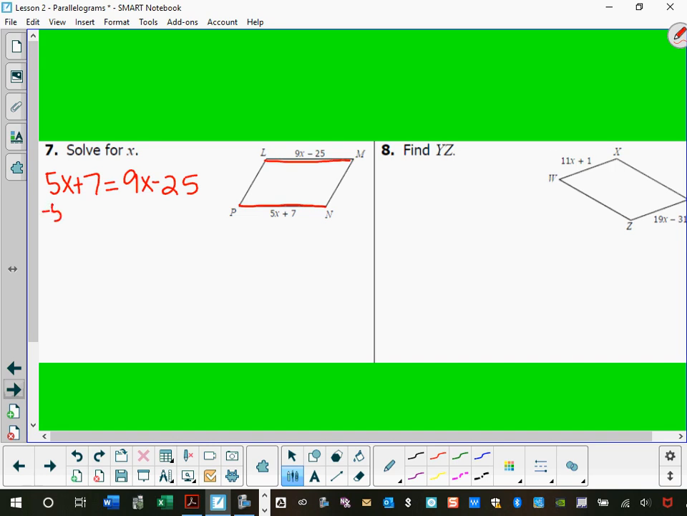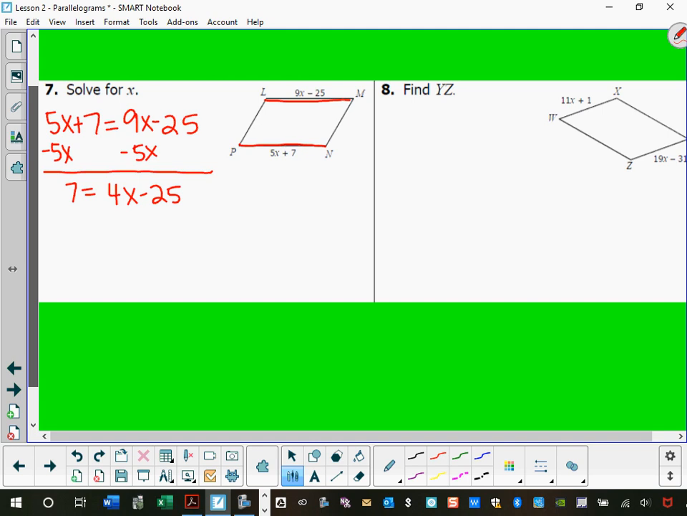All right, so let's solve for x. I'm going to subtract 5x. And I'm left with 7 equals 4x minus 25. I'm going to add 25 to both sides. So I'm left with 32 is equal to 4x. To solve for x, I'm going to divide by 4 on each side. So x equals 8.